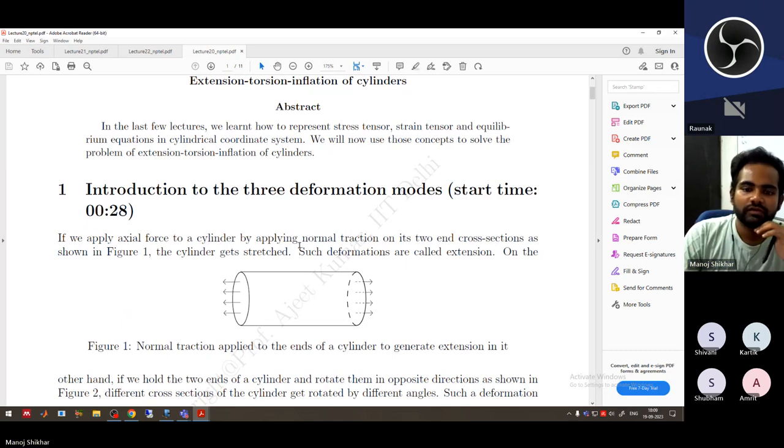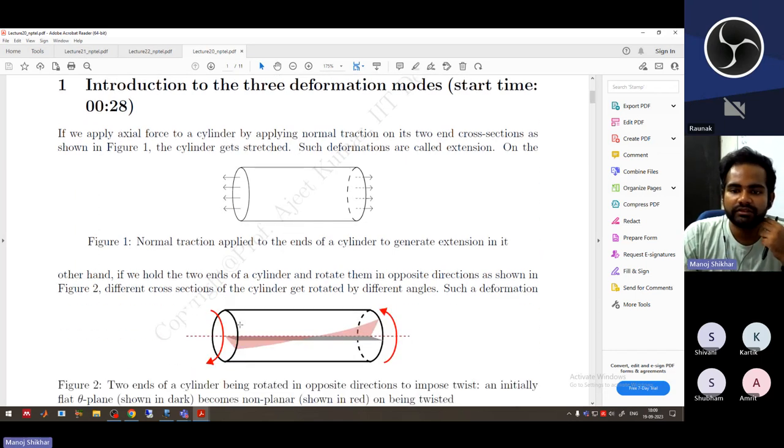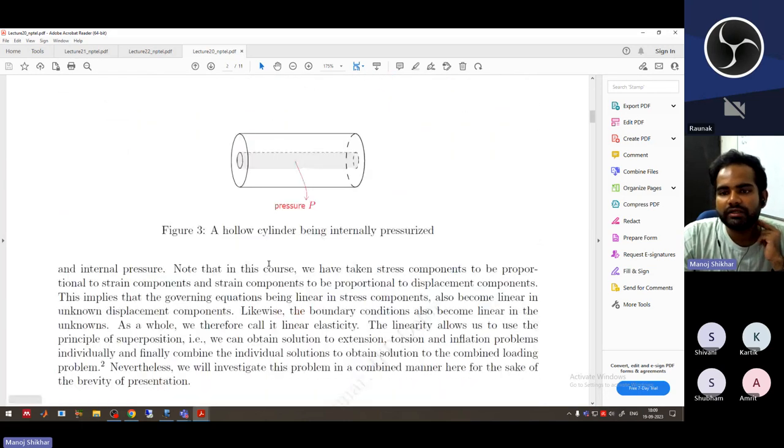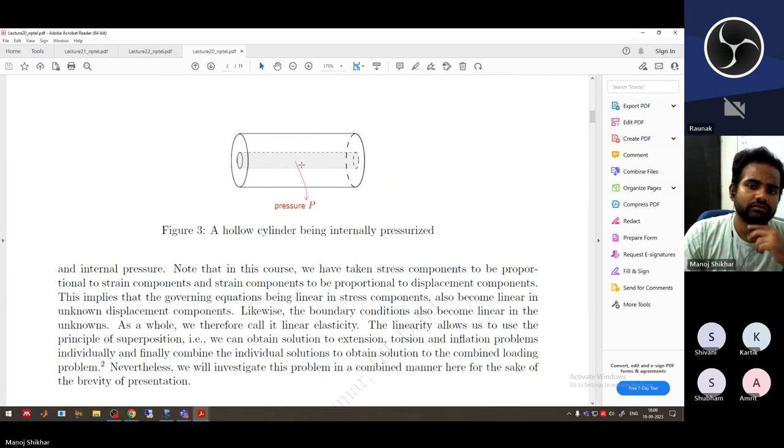On the other hand, if you try to rotate the body by applying torque at the end planes, you will see that different cross sections of the body will rotate differently. So this is called twisting or torsion. And the third case is inflation. In that, you have a body, you apply pressure inside it, and the body will inflate. That's why the name inflation.